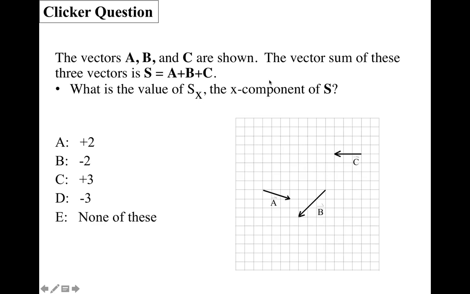I don't know if you can see this clearly. You can see that A is 3 units to the right and 1 unit down. B is 3 units to the left and 3 units down. C is 3 units to the left. So if that helps.